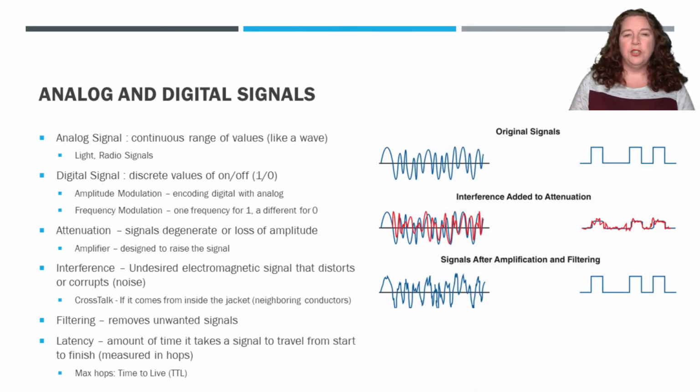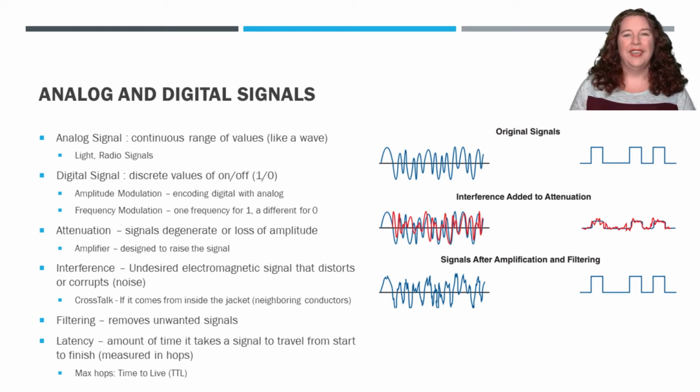It's important that you have a good image in your head of how signals work. We're going to talk about two different types of signals. First off, we can have what's called an analog signal. An analog signal is a continuous range of values. They work like a wave. So these are analog signals that you're seeing over on the left-hand side. This could be light or radio waves. So just a continuous wave, as opposed to what we call digital signals. Digital signals are discrete values. They are either on or they are off. They are not multiple ranges of values. They are on or off.